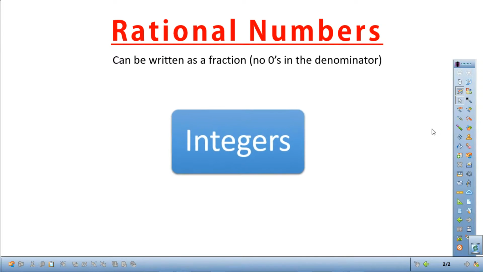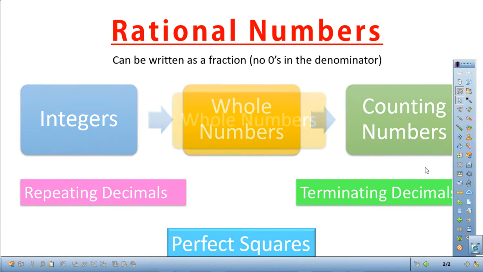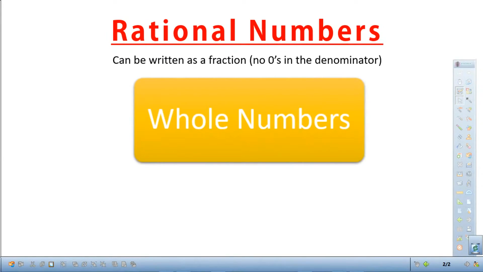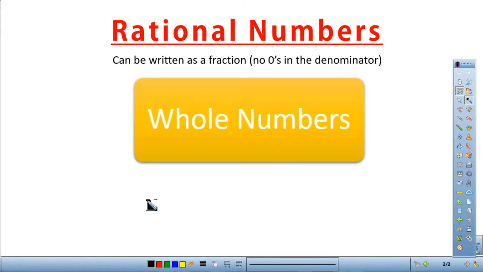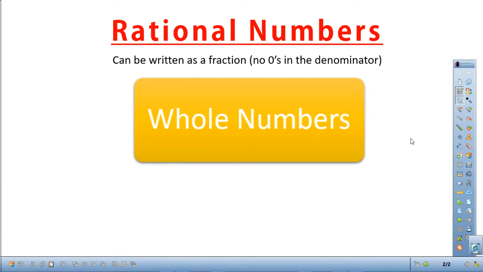The next category, our integers can be broken down into whole numbers. And that's where we'll go next. So what is a whole number? Whole numbers are counting numbers. Those are numbers that you can count on your fingers, but it does begin with 0. So you can have 0, you can have 9, you can have 143. All of these are whole numbers. They are positive numbers that begin with 0, and these are your counting numbers that you can count on your fingers. So those are considered to be rational numbers as well.